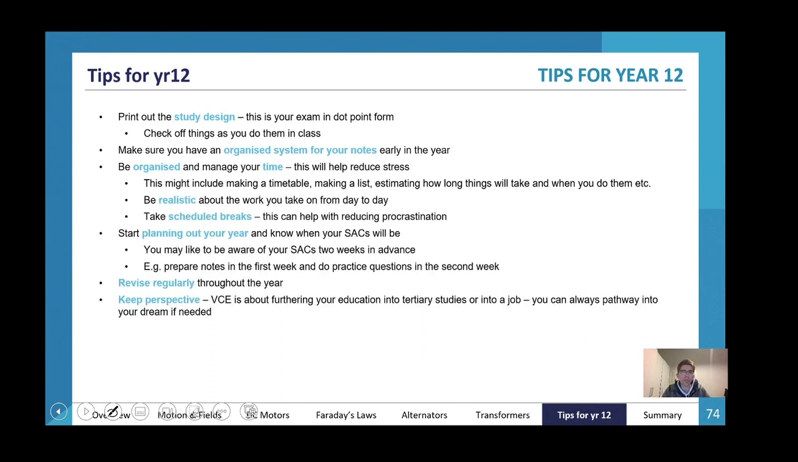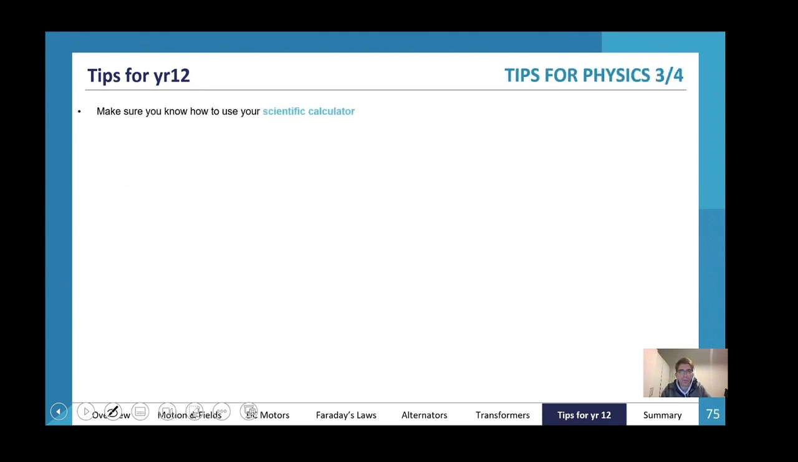Some tips for your year 12 would be to use the study design and do as many practice questions as possible. I would highly recommend you write up a summary cheat sheet before every SAC that you do. If you do that, you will succeed, because that will help with memorizing all the formulas. And obviously you have to do a ton of practice questions throughout the year. If you do that, you should be fine, honestly.